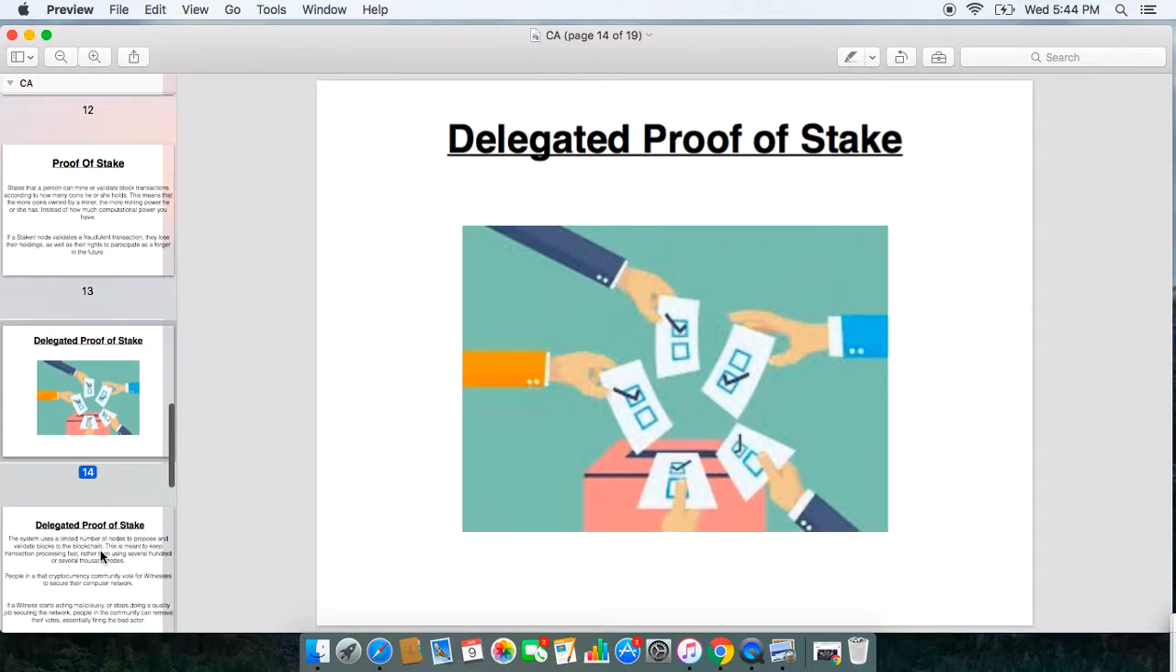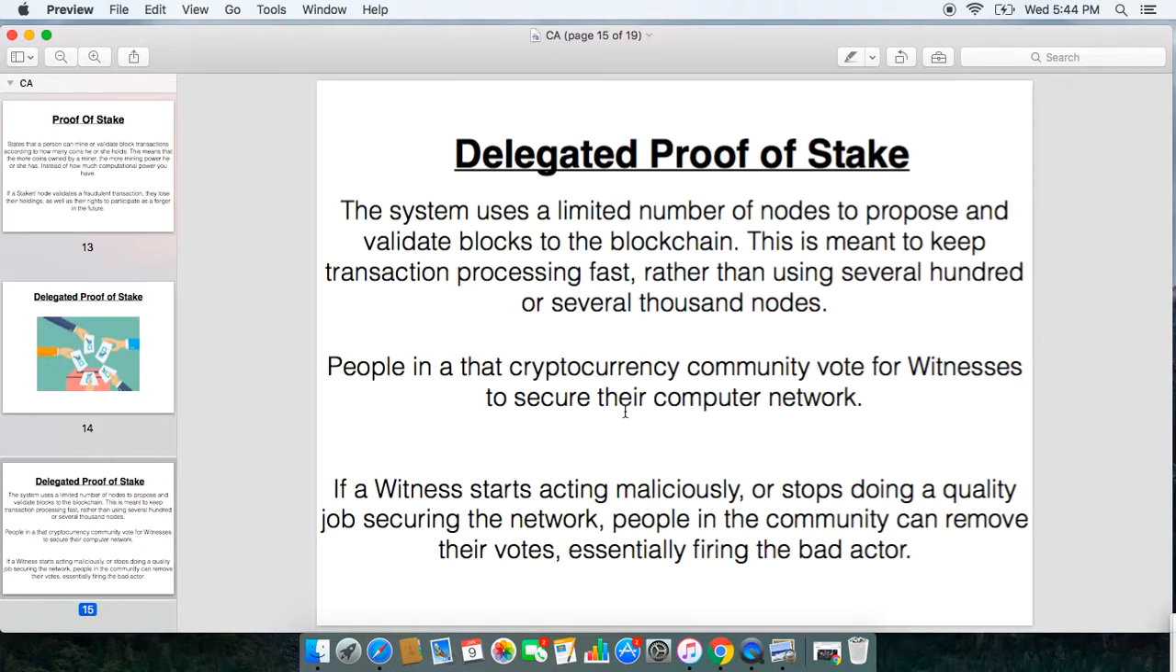Another one, you have delegated proof of stake, pretty similar. So delegated proof of stake, the blockchain system uses a limited number of nodes to propose and validate blocks to the blockchain. This is meant to keep transactions processing fast rather than using several hundred or thousands of nodes. So we talked about before, when you're validating blocks and transactions, every node in the network needs to get a copy of everything that happened. And if you're doing that amongst thousands and thousands of nodes at a single time, it can be extremely hard and slow for every single node in the network to verify everything that's going on at one time.